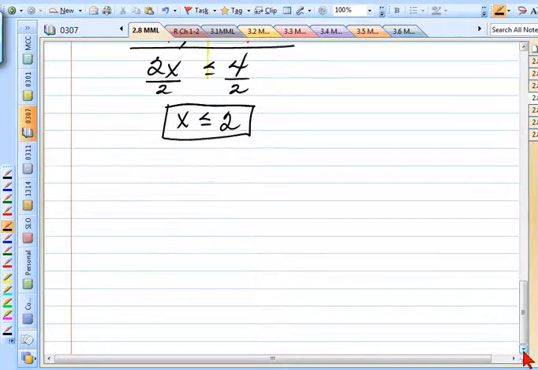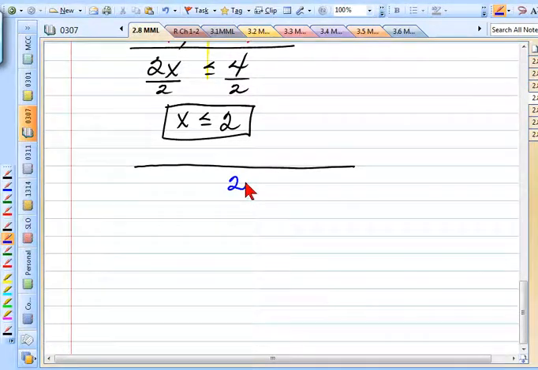I locate 2. Since it says x is less than or equal to 2, which way is less than? Left. And the number in question is 2. Is 2 part of the solution? Yes. So I use a bracket. Now I need to write an interval. What will the interval be? It has to be written left, comma, right. Negative infinity, comma, 2. And the 2 gets a bracket.